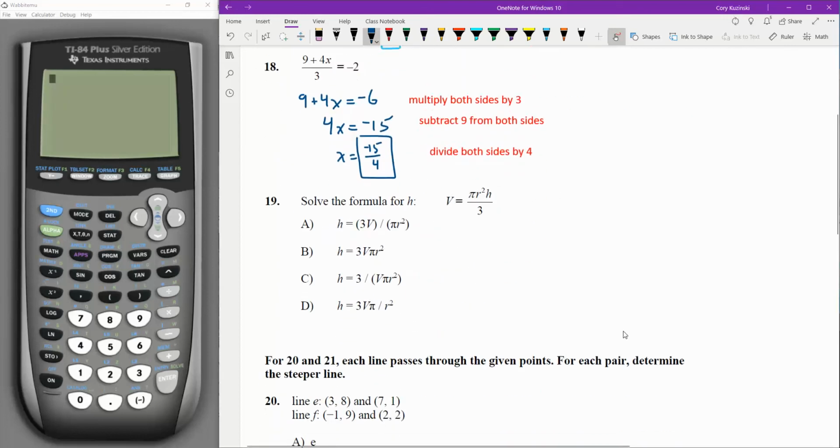All right, moving on to 19. Same idea, but now we've got a formula that's got multiple variables. We want to get h solved by itself, okay? You can actually do this in one step. We'll do it in 2, though. So let's do the first one here.